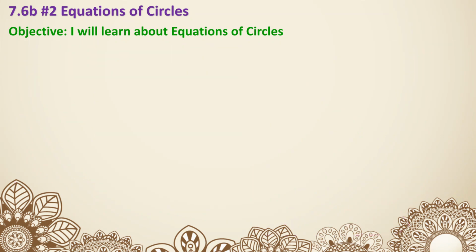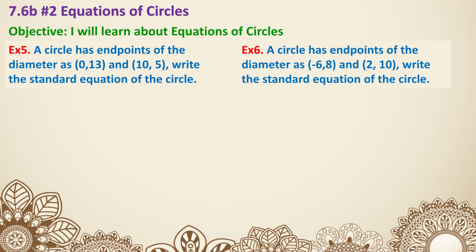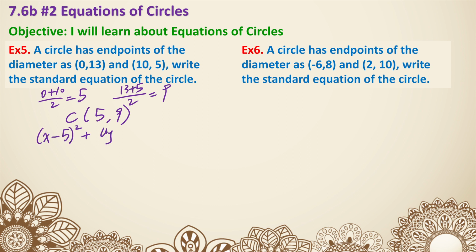Now let's have a look at example 5 and example 6. Example 5, same idea. Let's find out the center first. Average the x coordinates, so 0 plus 10 divided by 2, that is a 5. Then 13 plus 5 divided by 2, that is a 9. So my center is going to be (5, 9). Then I can use that center to write the general form of the equation, (x minus 5) squared plus (y minus 9) squared, that equals r squared.